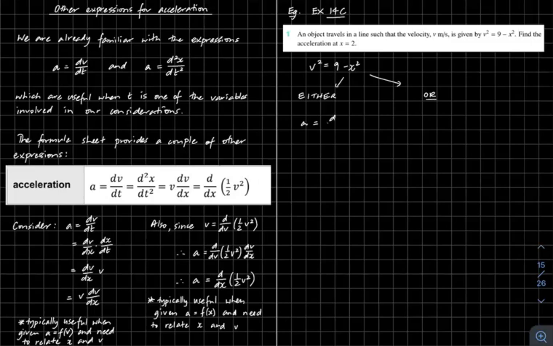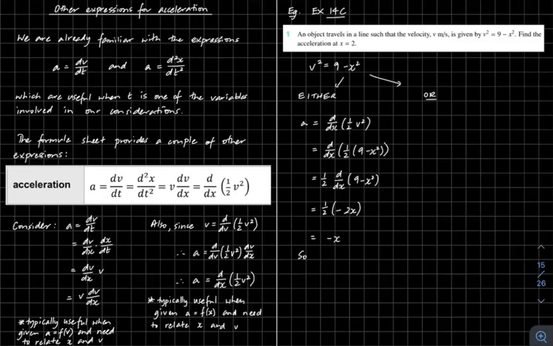a is equal to d dx of a half v squared. So since we're given v squared, that's going to be d dx of a half times 9 take x squared, isn't it? So we're just replacing v squared with 9 take x squared in that expression. And then I could take the constant out the front, couldn't I? So half d dx of 9 take x squared, which is going to be half of negative 2x, which is just going to be negative x.